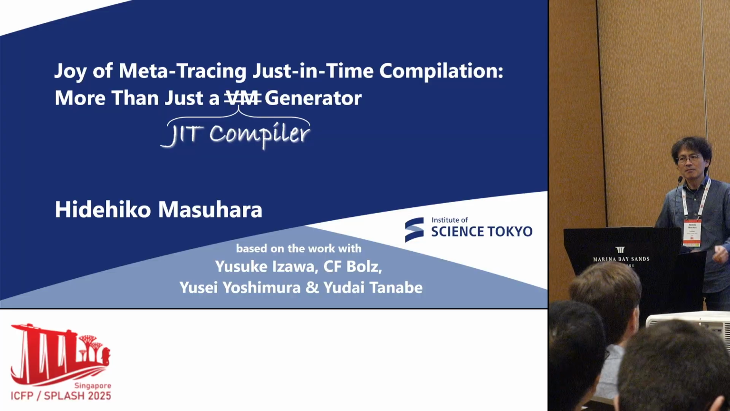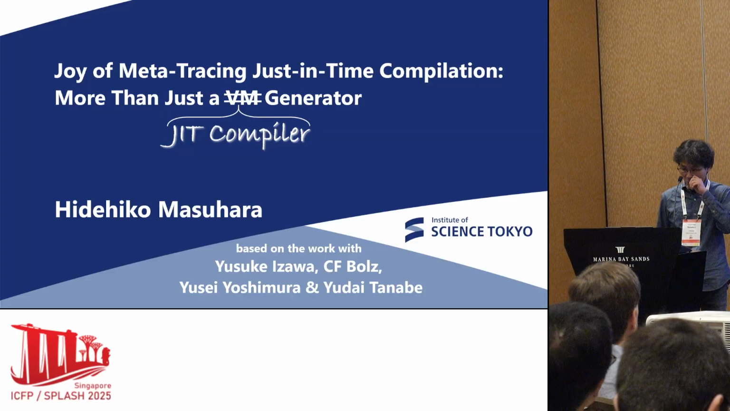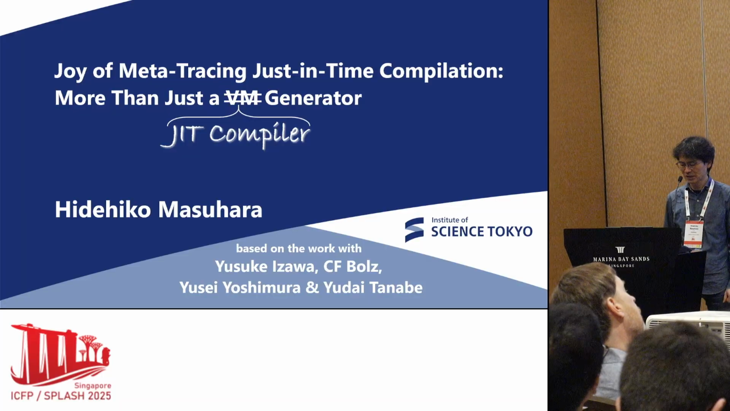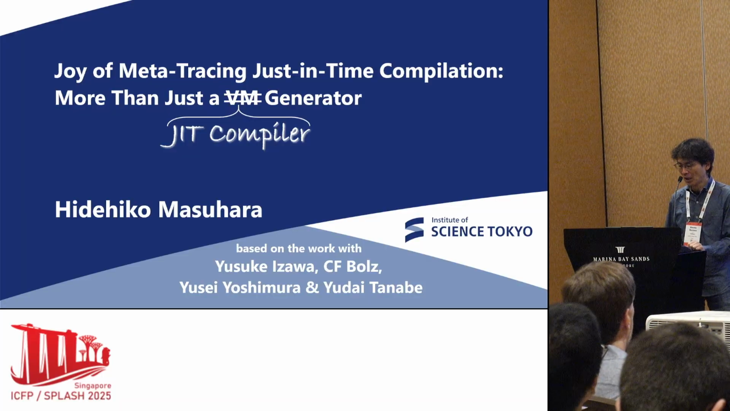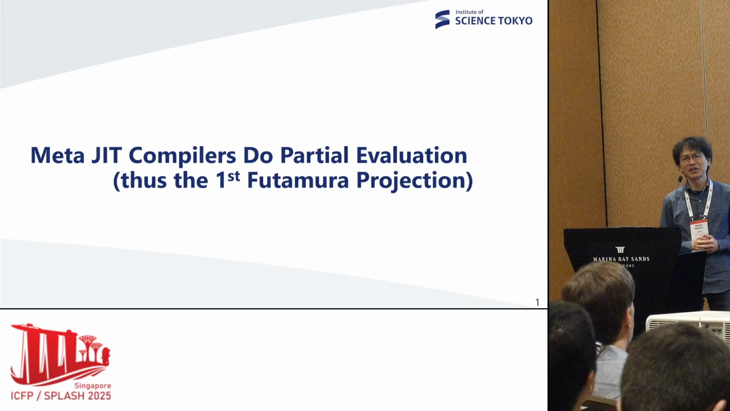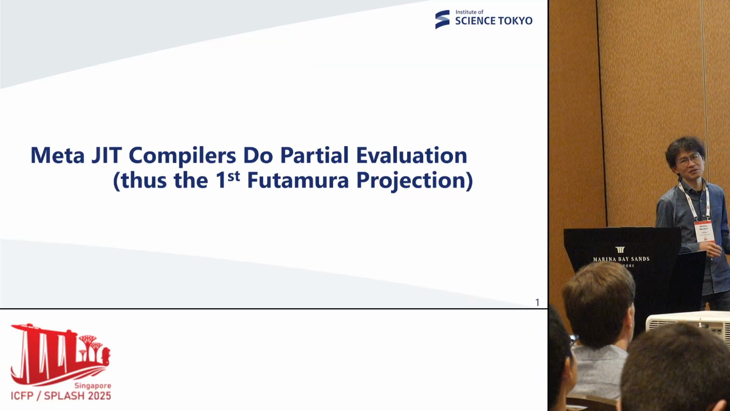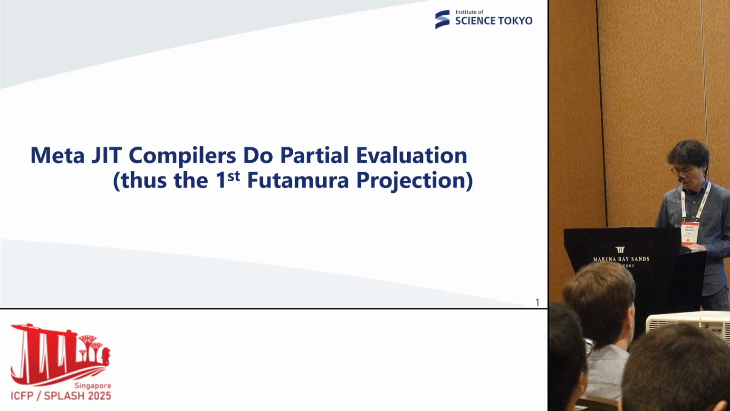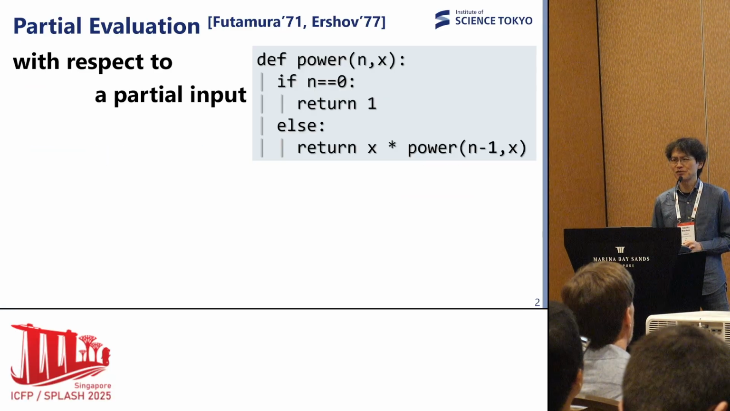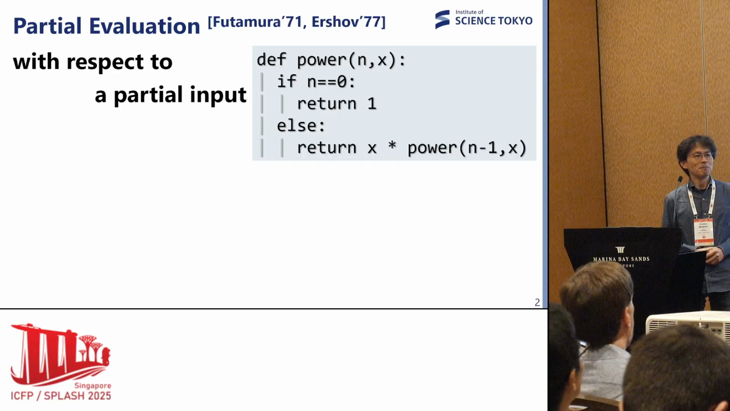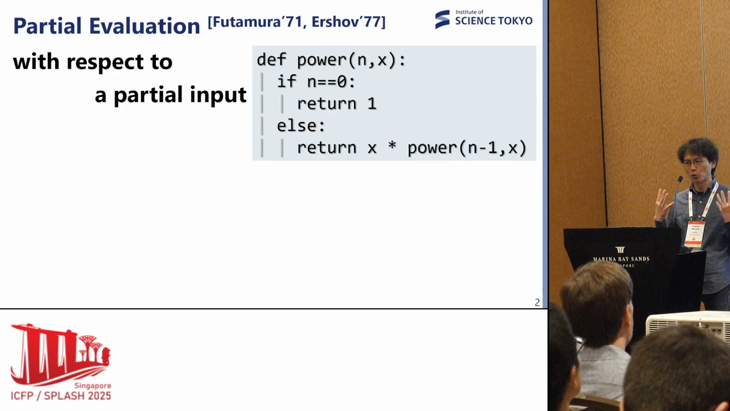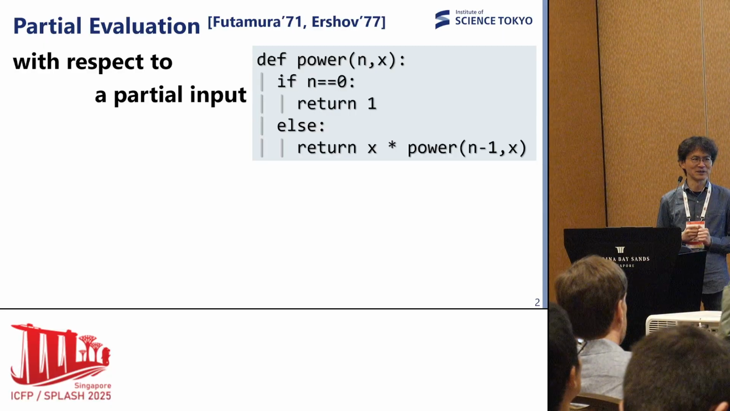This talk is mainly about work jointly done with Yusuke Izawa, Carl Friedrich Bolz, Yusei Yoshimura and Yudai Tanabe. Let me start with a very short introduction about meta-JIT compilers and also partial evaluation, also known as the Futamura projection. Introduction to partial evaluation in one minute. Partial evaluation is a program transformation technique that provides a partial input to the program.